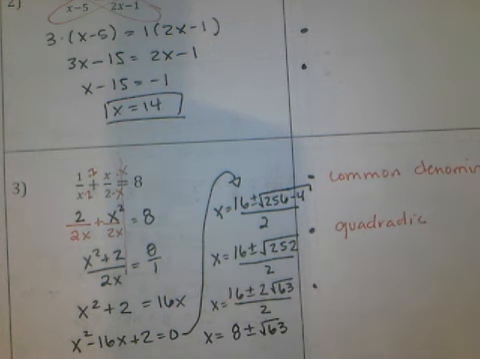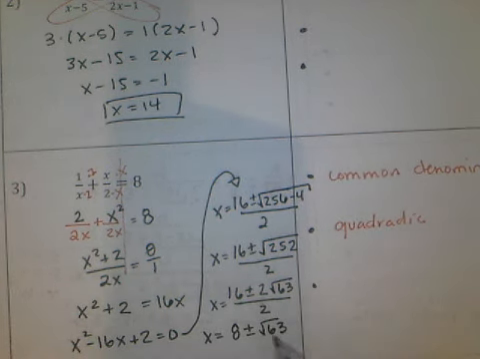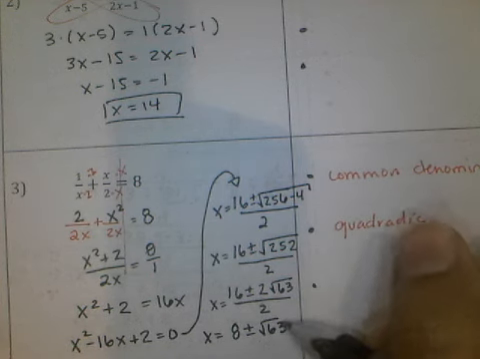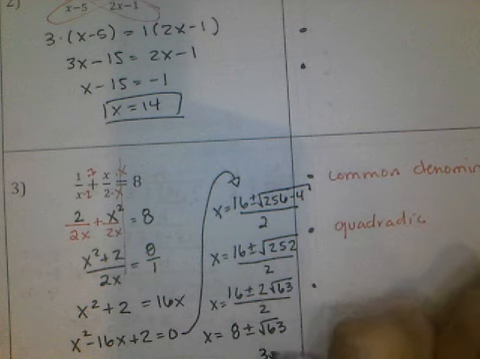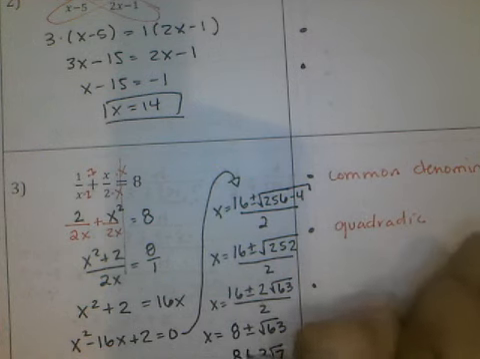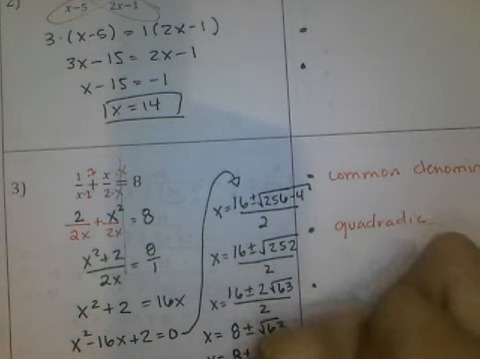And there's actually a sneaky thing you can do here, because you can simplify 63 one more step. 63 is 9 times 7, and 9 is a perfect square. So this is actually 3 root 7, and the final answer would be 8 plus or minus 3 root 7.